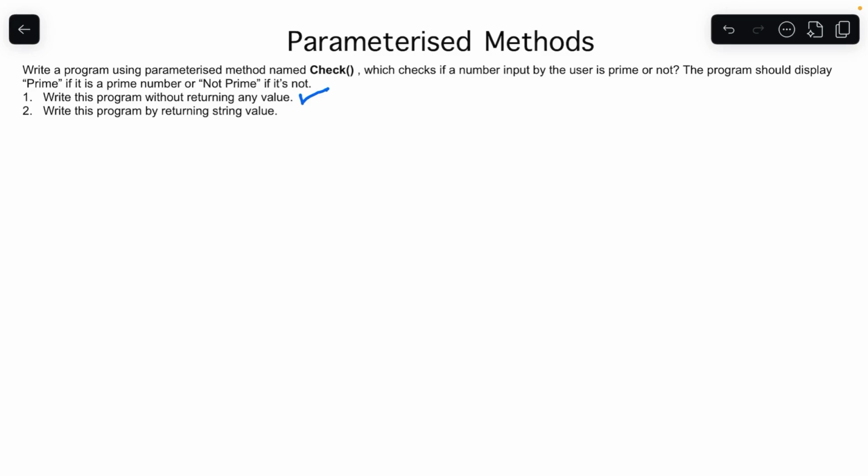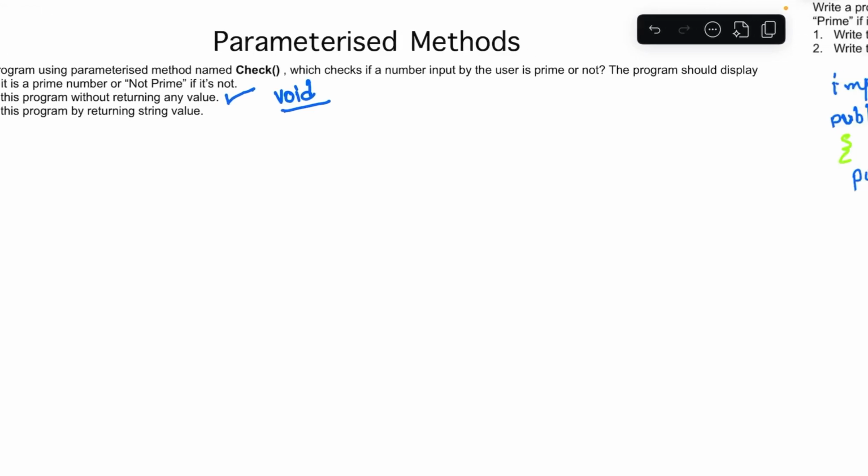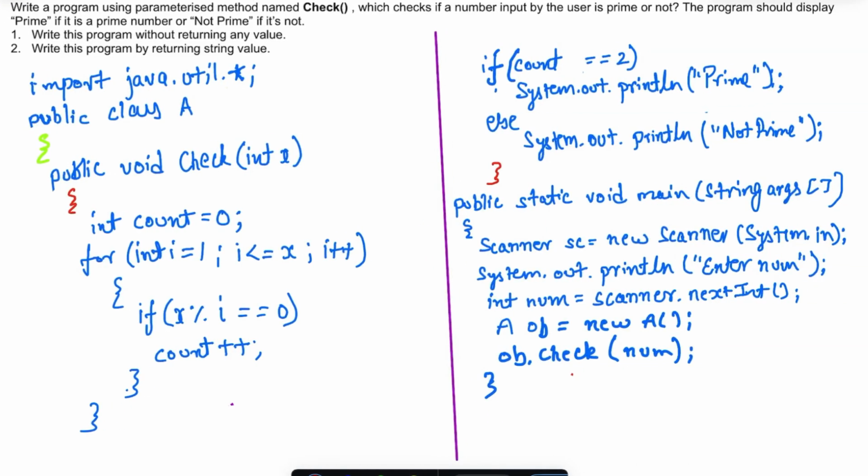For everyone, it should be clear that we need to write the parameterized method using void, because we don't have to return any value. Okay, now very quickly I'll write the program and then we'll discuss it in detail. Here is the full program, guys. I've written it. Now I'll explain it to you in detail. Obviously, first we start with import java.util.*.